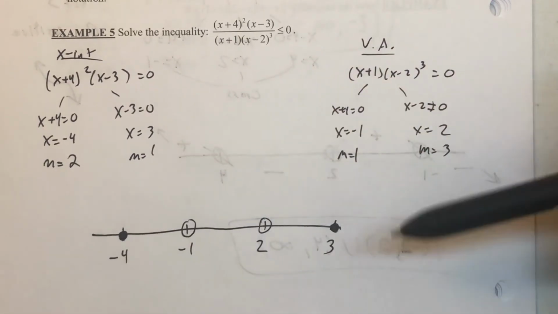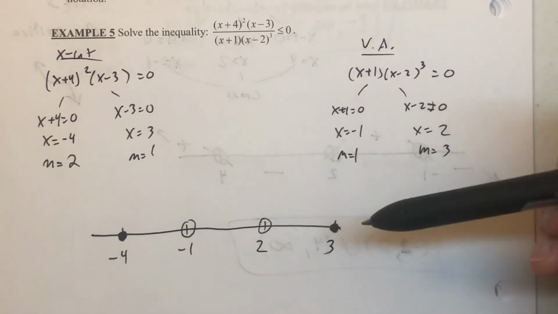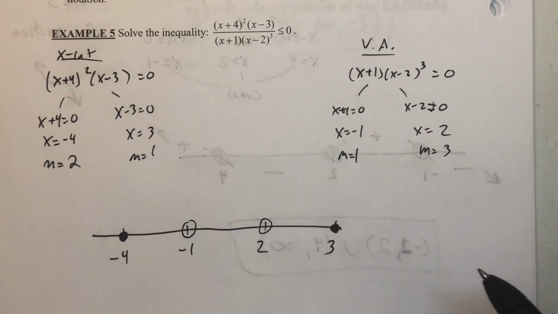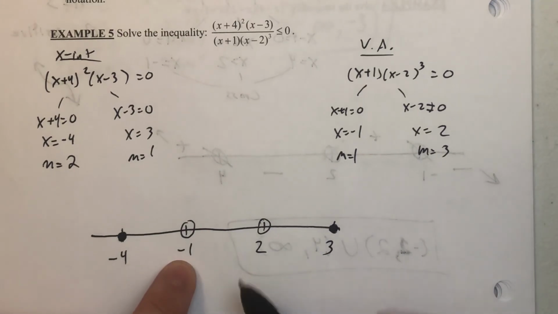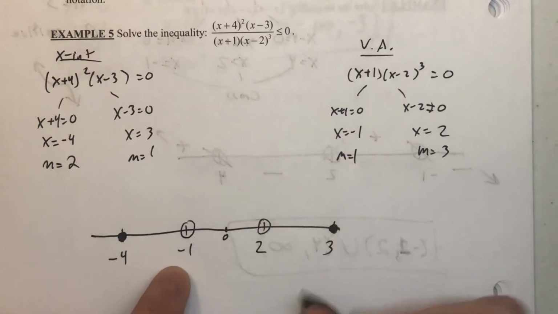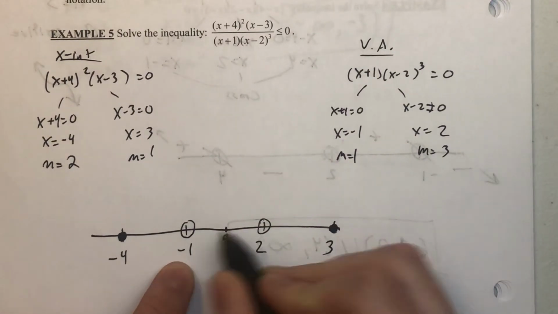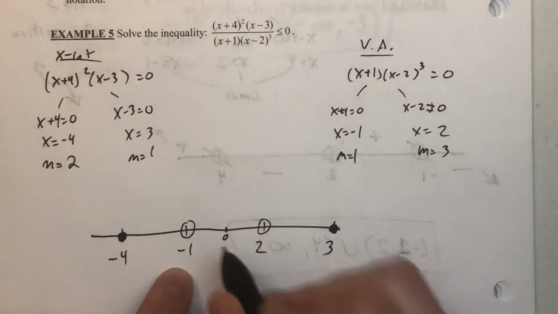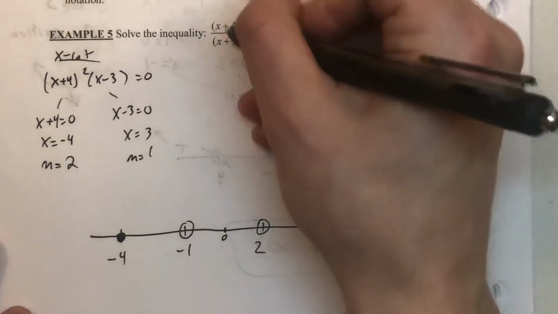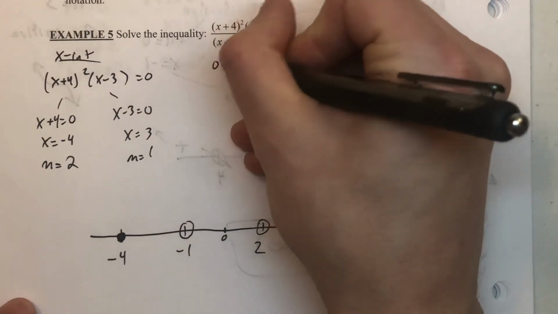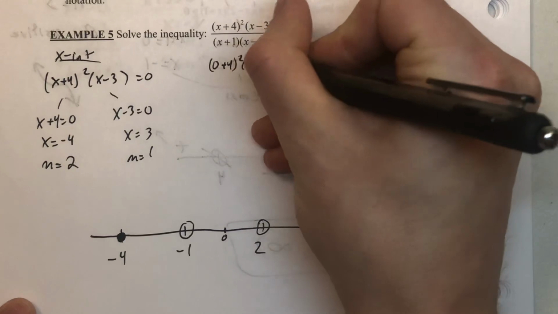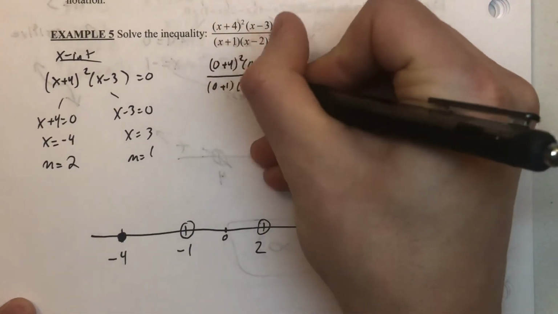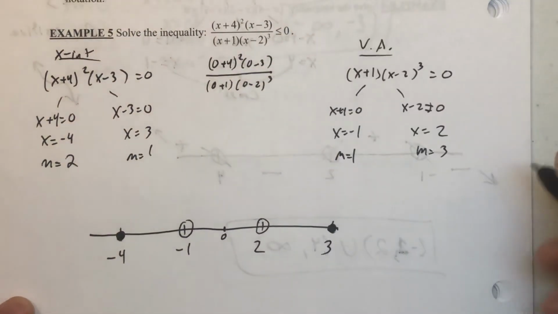Doesn't matter where. Normally, I almost always pick 0, as in if 0 is not one of these numbers, figure out where 0 is at. In this case, 0 would be a number between -1 and 2, right? We would have our 0 somewhere in here. Let's figure out what this function is at 0 and figure out its sign there. So plugging in 0 here, 0 plus 4 squared, 0 minus 3, 0 plus 1, and 0 minus 2 cubed.